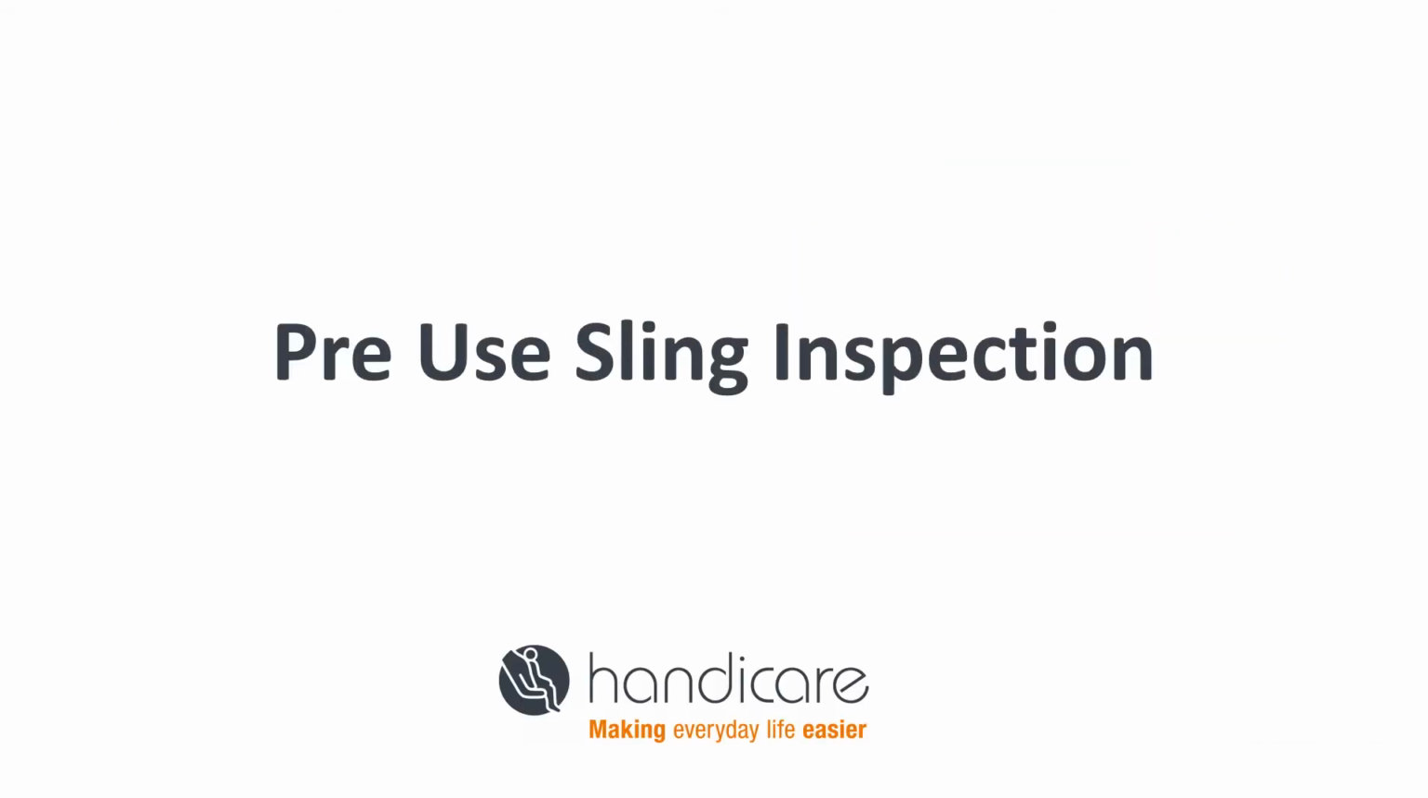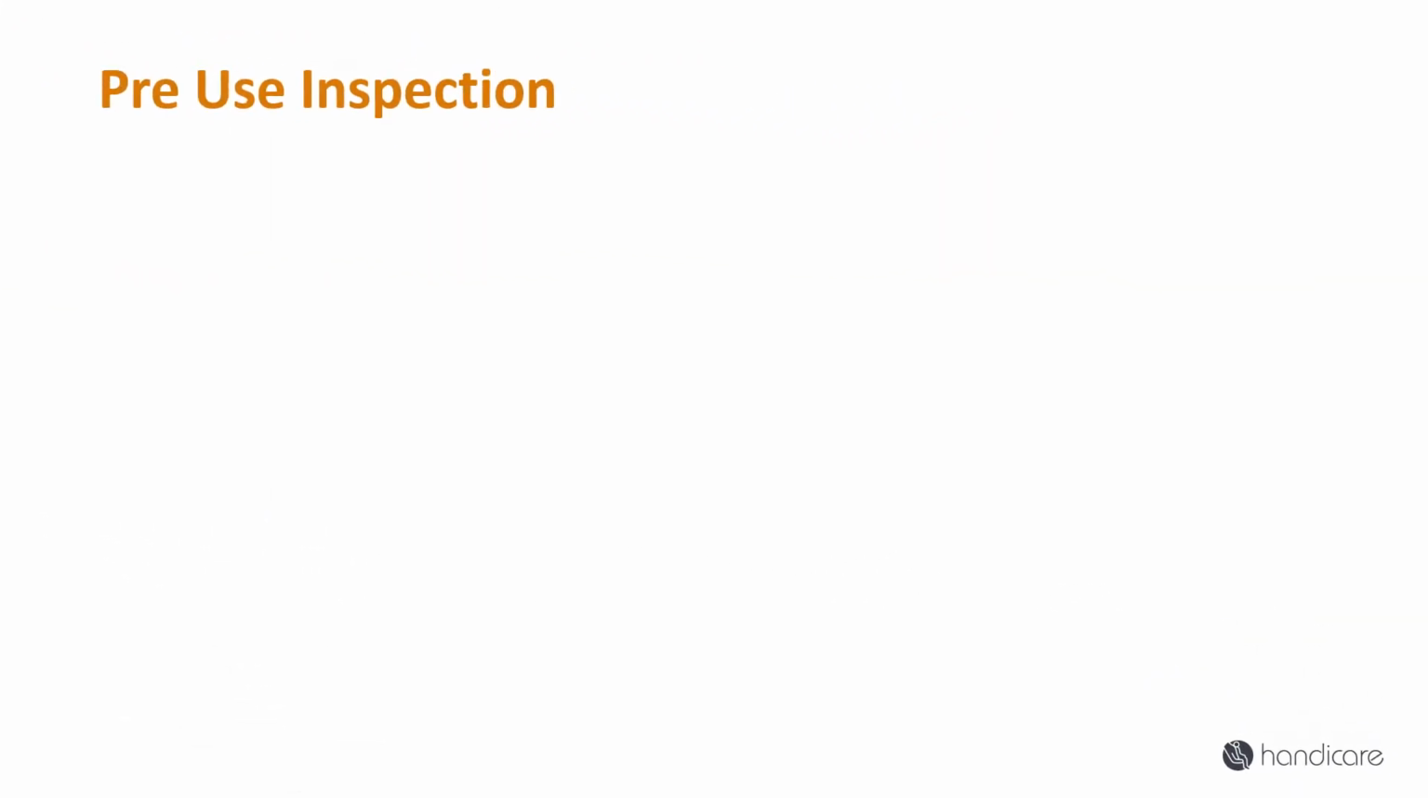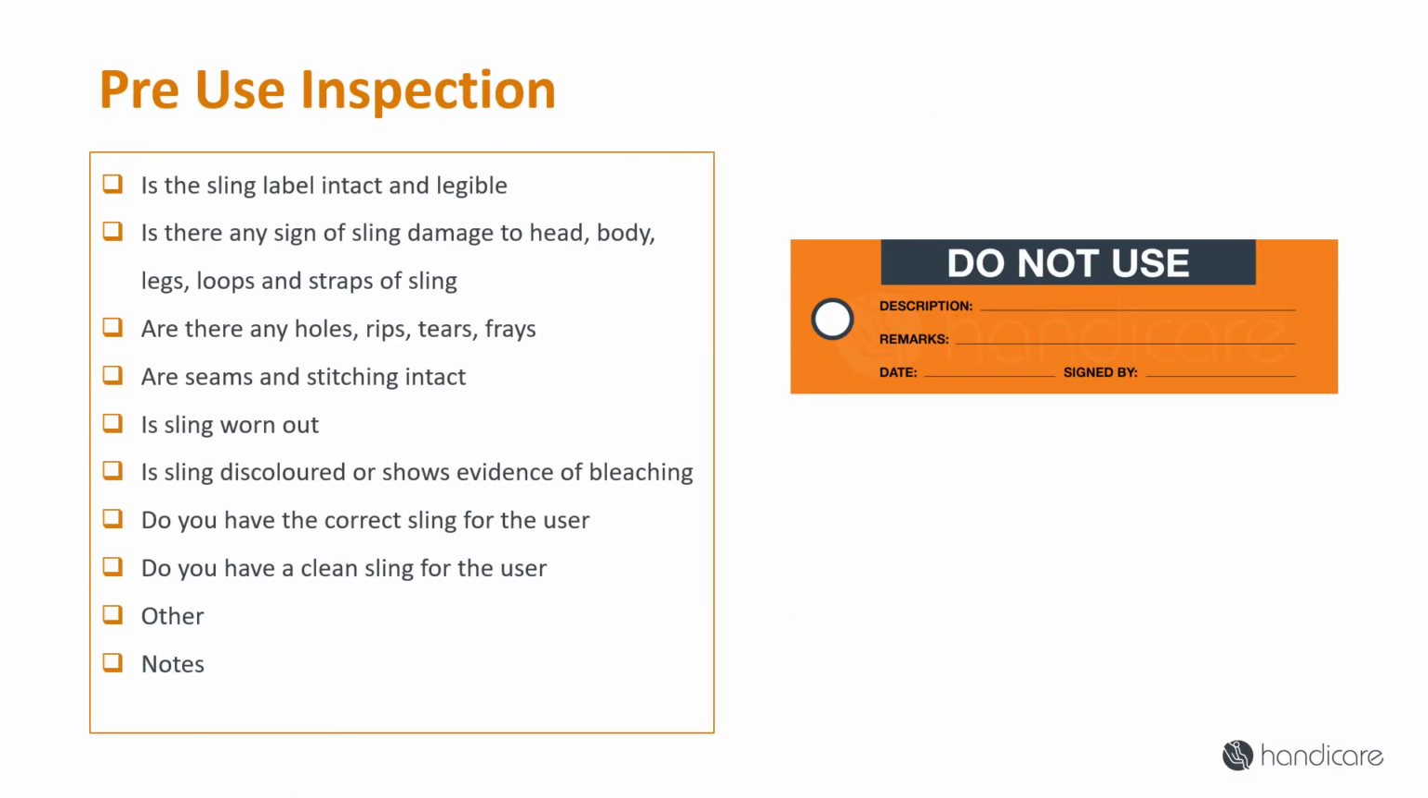Post-sling selection, a pre-use sling inspection is needed. Prior to each resident lift and transfer, the sling inspection must be completed. On screen is a sample of a pre-use sling inspection checklist. Once you have completed the inspection of the sling and lift equipment and decided that they are safe to use, you can initiate the sling application process. If the sling does not pass your inspection, the sling should not be used and discarded as per your facility policy and procedures.